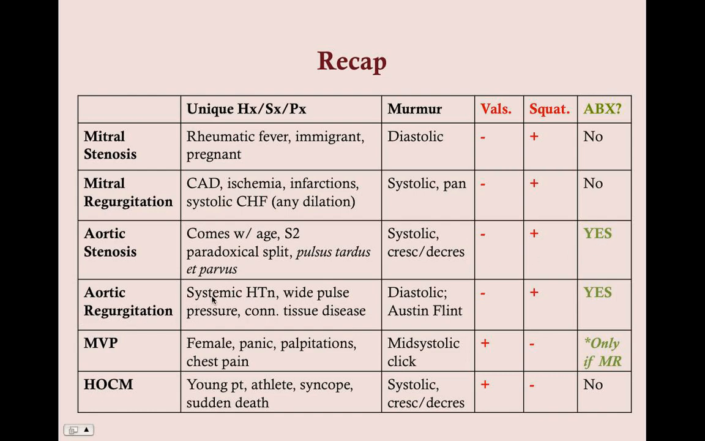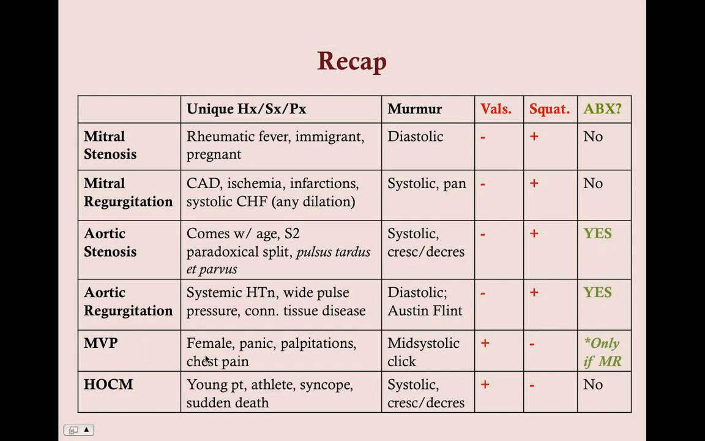Aortic regurg, it's systemic hypertension. You'll see the wide pulse pressure. You'll see all those funny named eponymous syndromes. And connective tissue disease can also be associated with aortic regurgitation. The murmurs you'll hear in aortic regurg are diastolic, heard over the right costal margin, and you're going to get the Austin-Flint murmur, oftentimes over the apex. The antibiotics here will be needed.